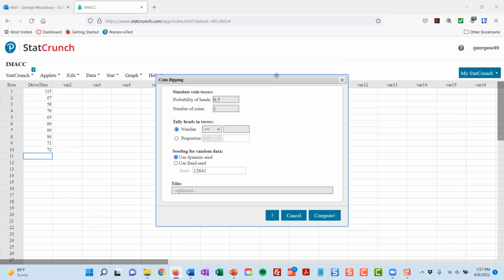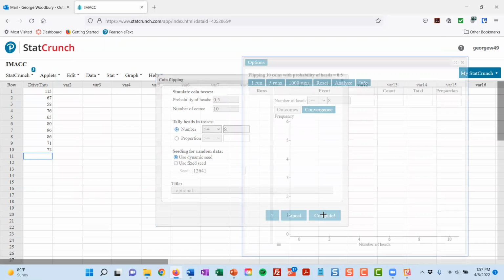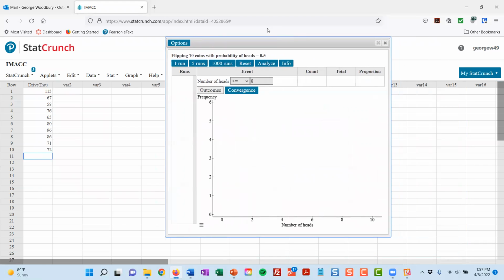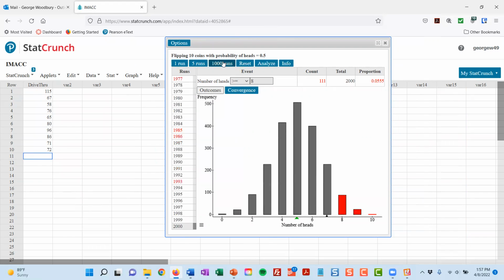Yeah, same idea. That's right. Probability of heads is 0.5. Number of coins is 10. And I wanted to count how many times it gets 8 or more. So I press compute and that builds the applet. And then I'd like to have my students do it 10,000 times. And so they do that by pressing 1,000 runs 10 different times.